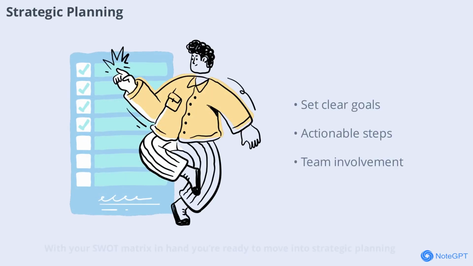With your SWOT matrix in hand, you're ready to move into strategic planning. Use your analysis to set clear goals and outline actionable steps. Focus on leveraging your strengths, addressing your weaknesses, seizing opportunities, and preparing for threats. Involving your team in this process ensures buy-in and increases your chances of success.